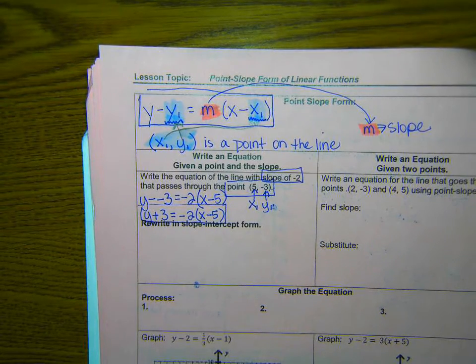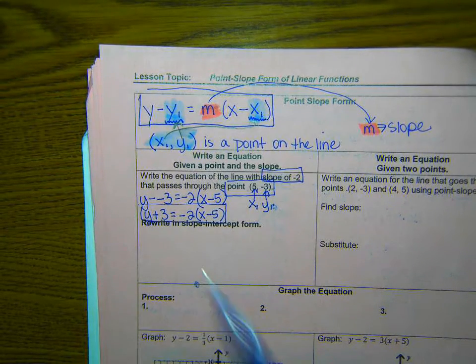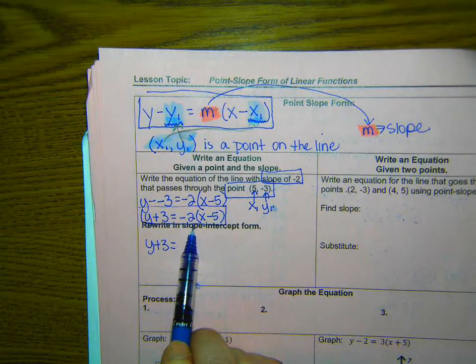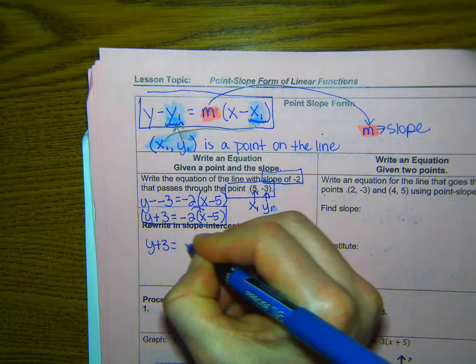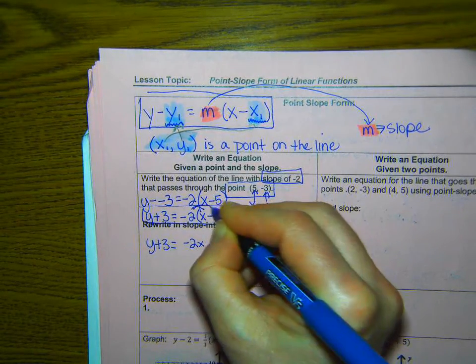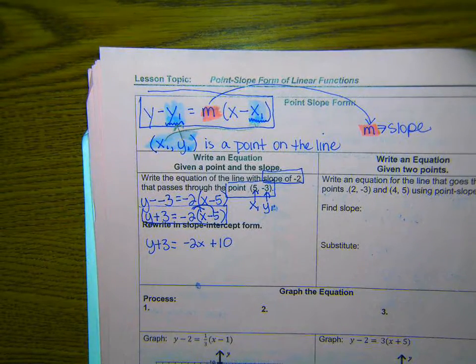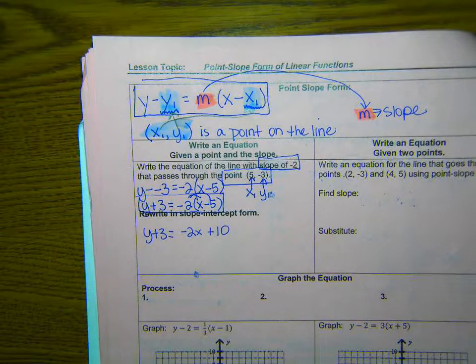All right, now here's the nice thing about slope-intercept form. If I get rid of this parentheses, I can easily convert it to slope-intercept form. How do I get rid of that parentheses? Distribute. Let's do that. Would you distribute the -2? So -2x. Very nice. -2 times -5 is +10.